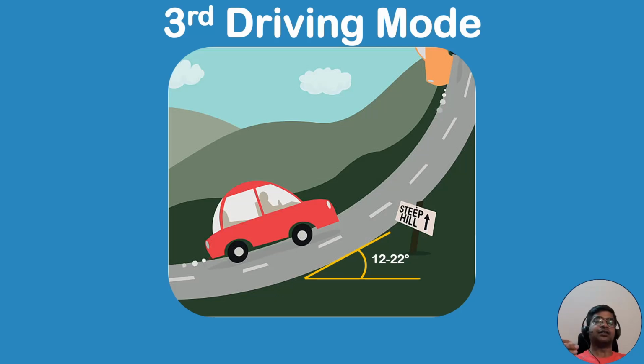The typical angle of gradient of a road in a hilly area, by regulation, should be around 12 degrees, but we may face a gradient of around 22 degrees. So in this condition also my vehicle should be able to climb. This is the third driving mode that all the users actually like to go for.